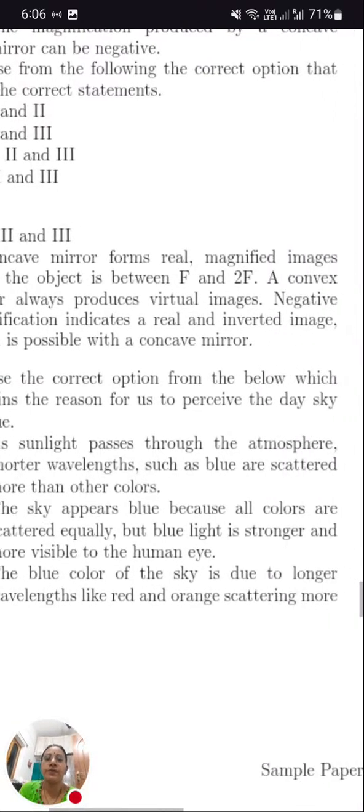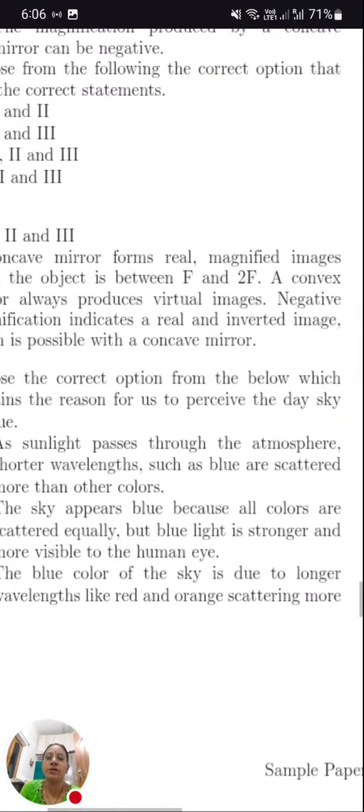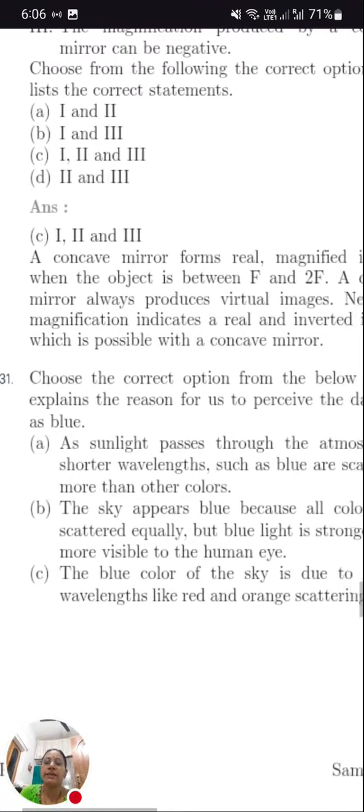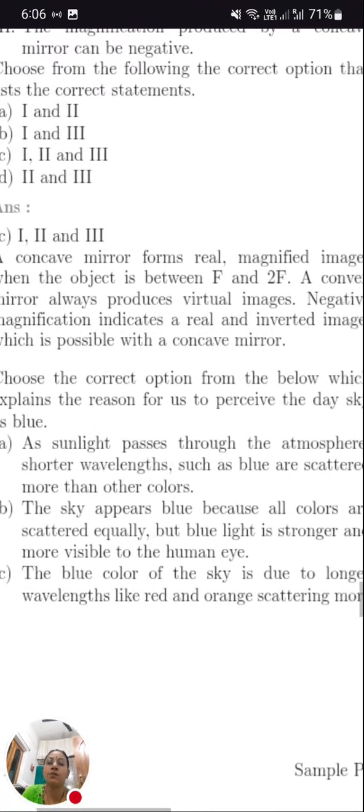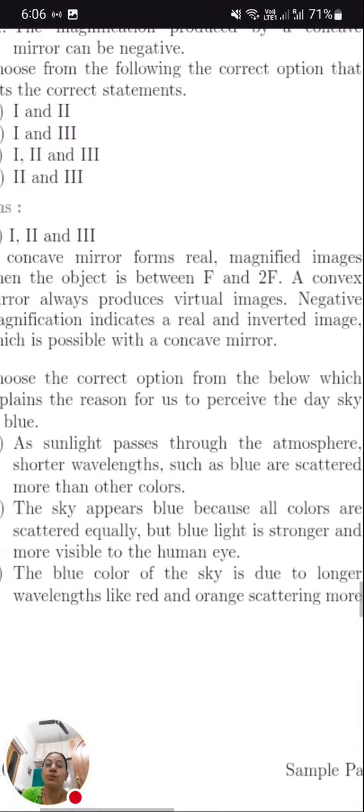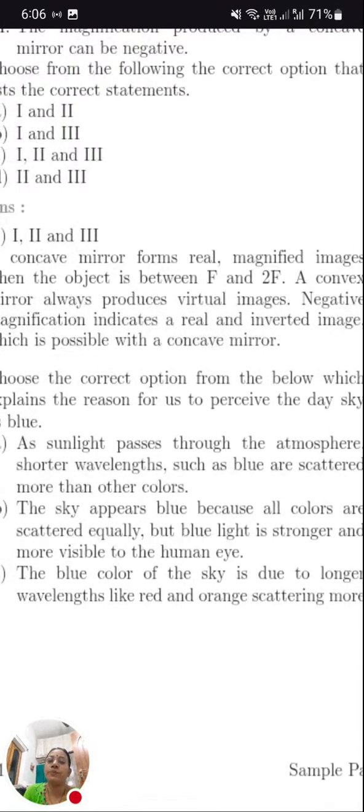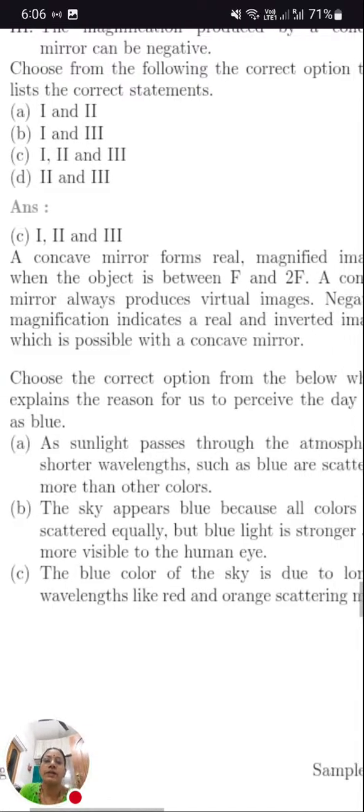Choose the correct option from the below, which explains the reason for perceiving the daylight as blue. So why is the sky blue? Here are the two conditions you need to remember. When something is blue in nature, you need to say that the light is passing through small particles. As the particle size is smaller, they scatter shorter wavelengths, which makes the thing look blue. If the particle size is big, they will scatter the longer wavelength, red, and the thing will look red in color. So here they are giving about the blue.